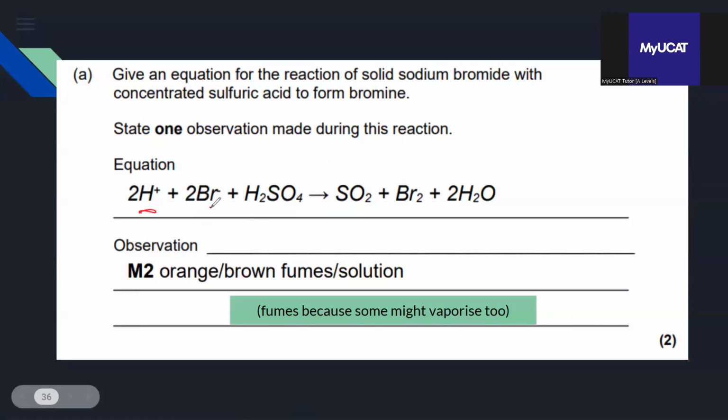2H+, 2Br-, H2SO4. And what is the observation? Orange-brown fumes, solution. And you can mention fumes if you want to, but mainly solution is the most important bit. So happy with how we get this question right. Yep, we get all the marks on everything so far.